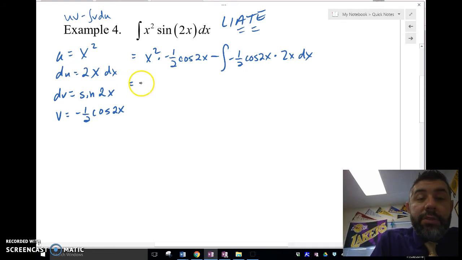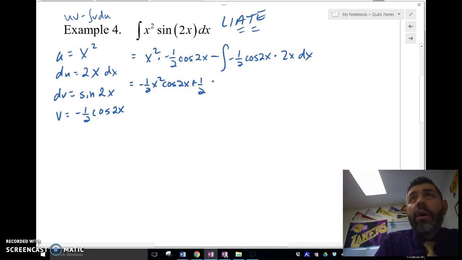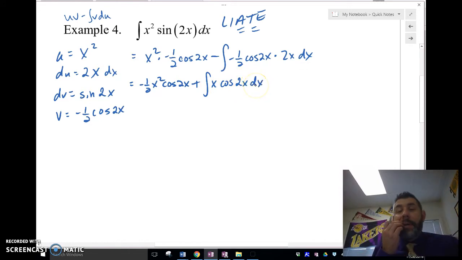Let's go ahead and change this to negative 1/2 x squared cosine 2x plus, because this negative and negative make a positive, 1/2. This 1/2 cancels out with that 2. So we really have x cosine 2x dx.